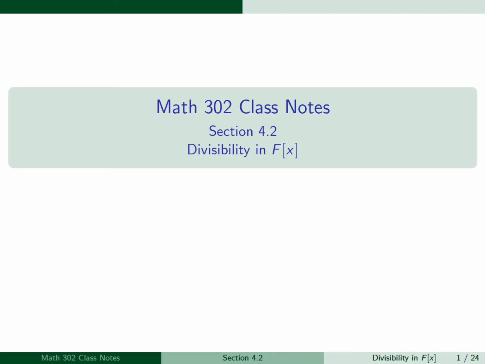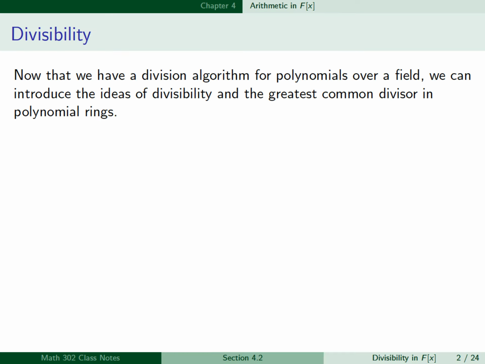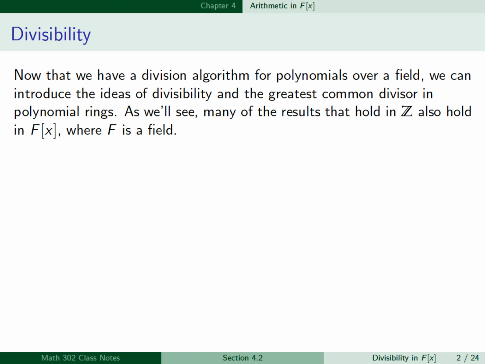This is the video for section 4.2, divisibility in F[x]. Now that we have a division algorithm for polynomials over a field, we can introduce the ideas of divisibility and the greatest common divisor in polynomial rings. As we'll see, many of the results that hold in the integers also hold in F[x], where F is a field. We assume throughout this section that F denotes a field.